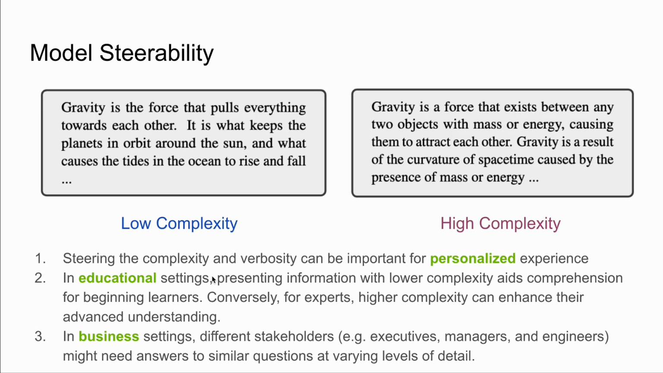In this method, we are also able to give Likert scores for different model attributes at inference time. So we could steer the model to generate more or less complex, or more or less verbose responses at inference time. And we thought it's super useful for people to be able to specify different complexity, because it's useful for personalization, education, and also for business settings.